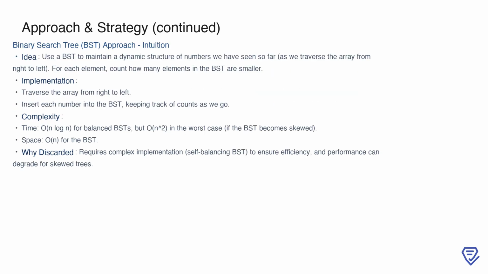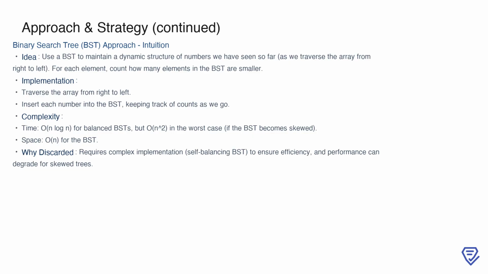Another approach is to use a binary search tree, or BST, to dynamically maintain the numbers we've processed so far as we traverse the array from right to left. This structure allows us to efficiently count how many elements are smaller than the current number by leveraging the properties of the BST. As we iterate through the array, we insert each number into the tree and use it to calculate the count of smaller elements.